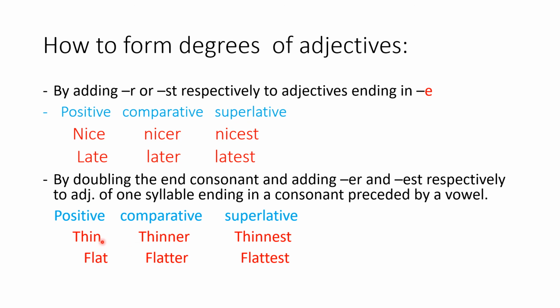Here I have doubled the n because i is a vowel and n is a consonant, तो thin. इसके बाद we just add er in the comparative degree and est in the superlative degree. थिन में हमने double n लगाया है because i is a vowel and n is a consonant, और इसके बाद after that we use er in comparative degree and est in the superlative degree. तो thin, thinner, thinnest. Flat, again a is a vowel and t is a consonant. तो I have doubled the t in flat and add er in the comparative degree and est in the superlative degree. Is it clear? Now come to know some more rules.